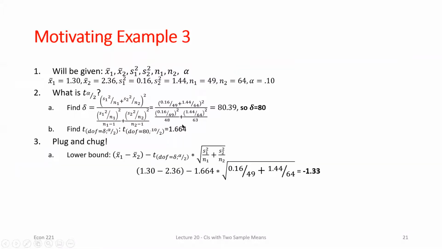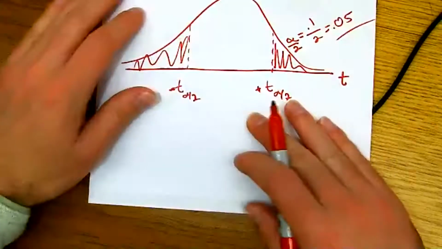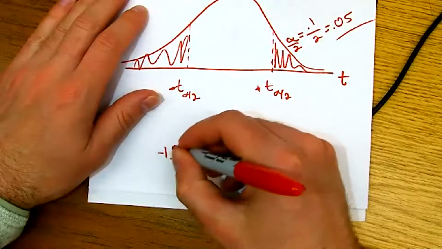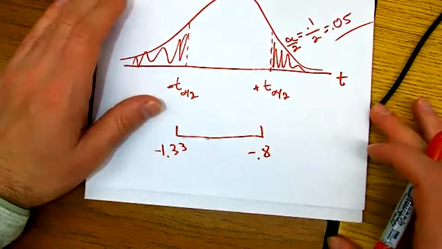Basically, we were at this point, it's just a matter of plugging everything in. And there was a small typo here, we changed the negative to positive. So I've got my lower and upper bound here: negative 1.33 to negative 0.8 approximately.